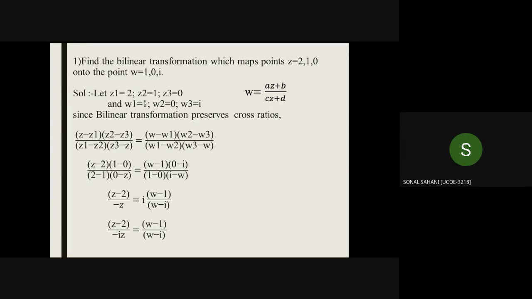So let's start our solution. First, we label the points which are given in the question, that is z1 is equal to 2, z2 is equal to 1, z3 is equal to 0, and w1 is equal to 1, w2 is equal to 0, and w3 is equal to i.